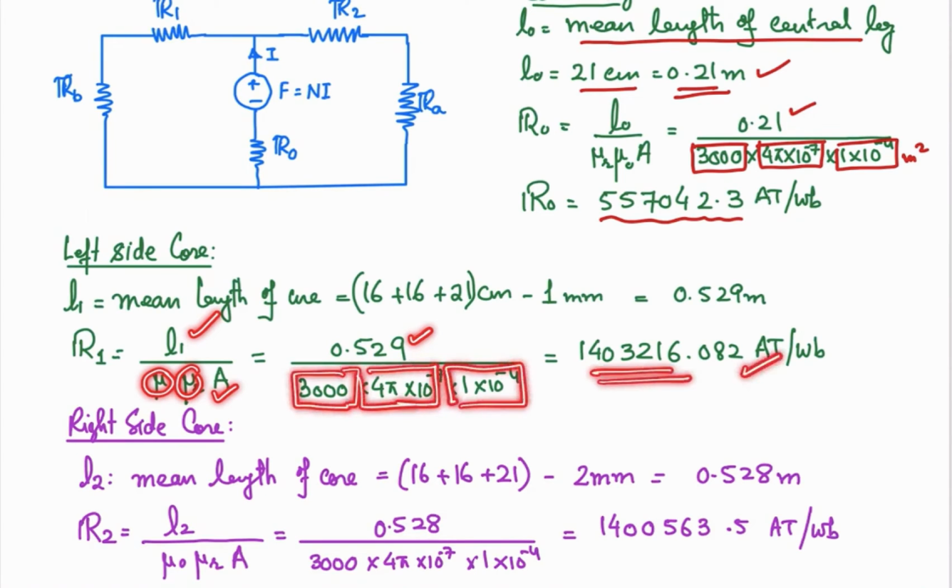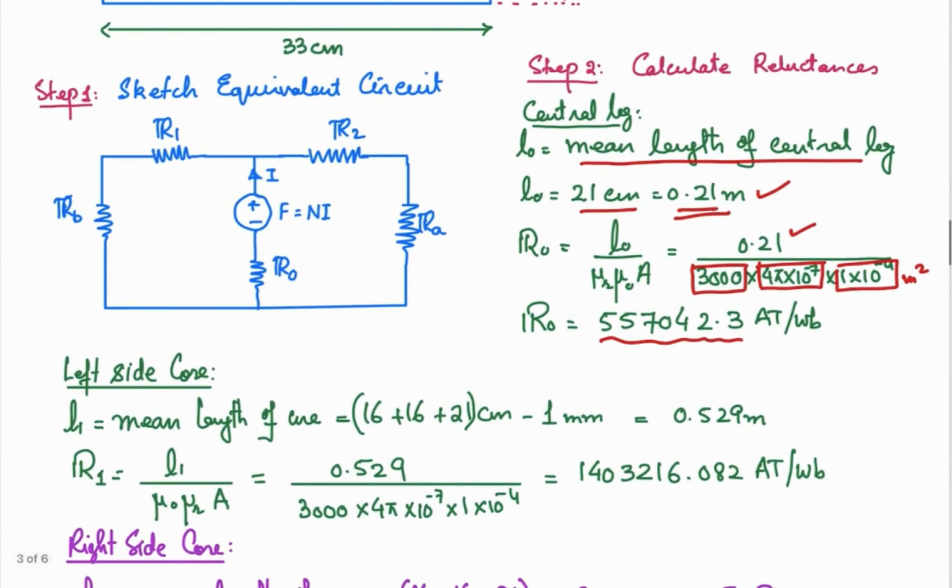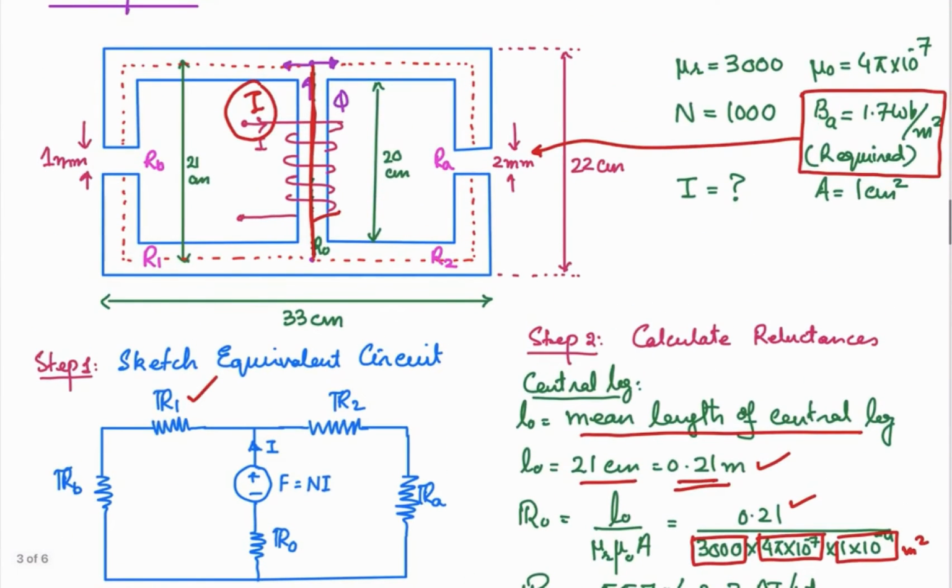So this is the reluctance of this left side part, that is equal to r1, the reluctance of the core. Okay, then we calculate the reluctance of the right side. Over here the difference is that the air gap is 2 mm, the rest of the distances are the same. This is 16 centimeter and 21 centimeter.